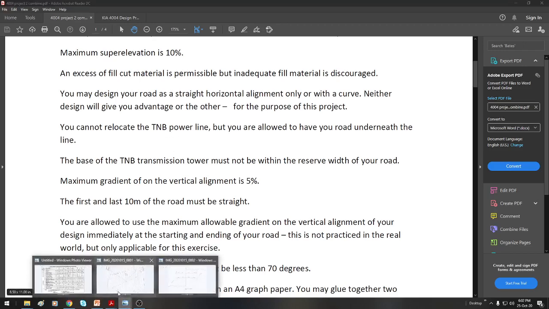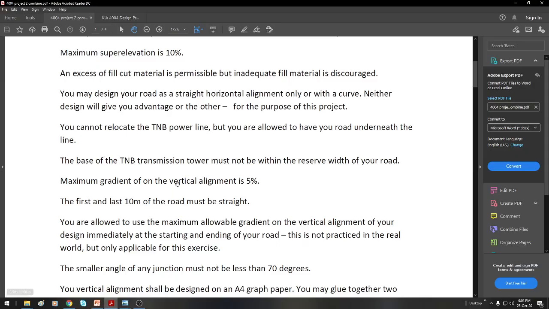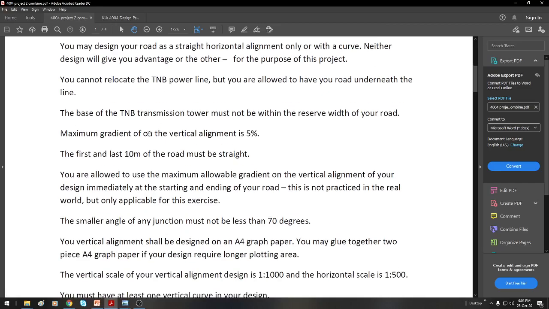Relocating TNB power line, meaning that you cannot move. Power line will always be there. All right. So your window of 20 meters reserve must be anywhere, but it must not touch the TNB power line. Okay. Maximum gradient on the vertical alignment here is not 5%, it is 11. Okay, there's a mistake here. This is 11. All right. Because we are referring to JKR ATJ.